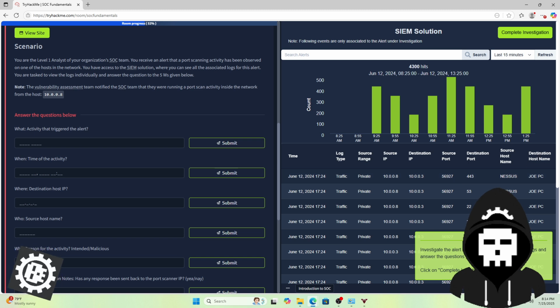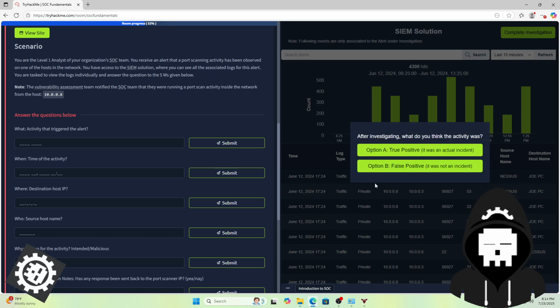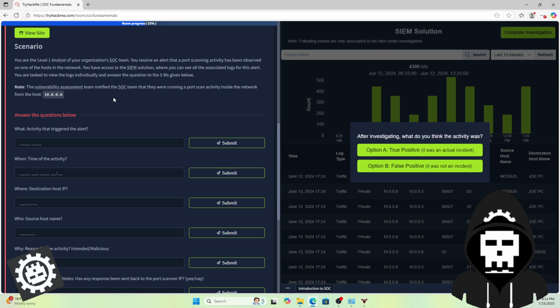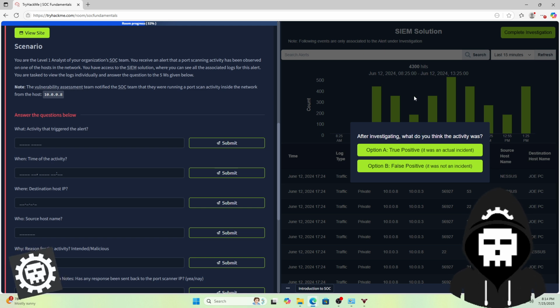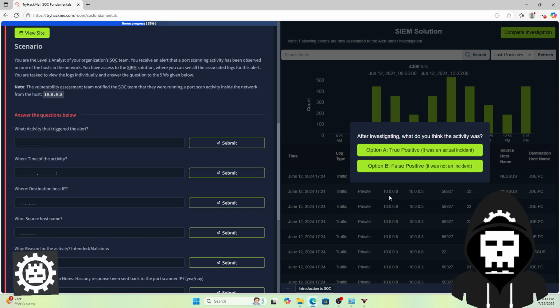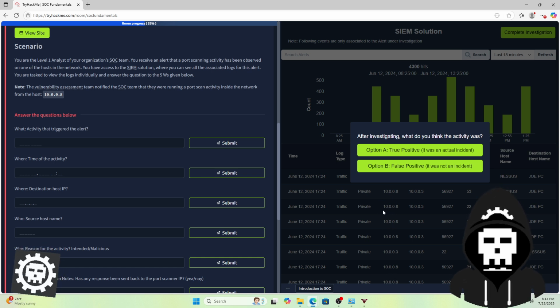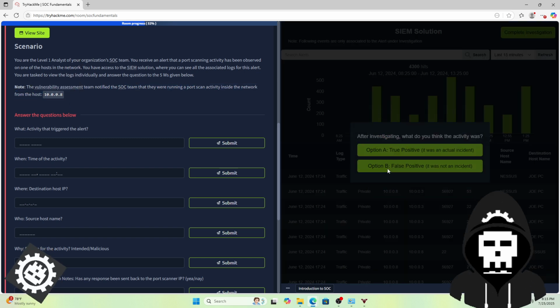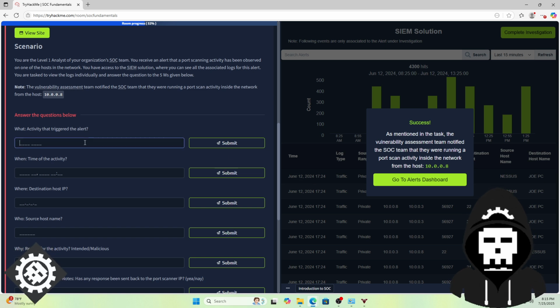So, what happens if I complete? Okay, so if I hit complete investigation, it'll ask me, after investigating, what do you think this activity was? As we can tell, it's Nessus, which is a vulnerability scanner. Can I go back? I don't think I can go back, but we can see that the source was 10.0.0.8, which the vulnerability team did give us a heads up and say they were scanning from. So in my opinion, this is a false positive. So this is also the answer to this question, what activity triggered the alert, and it was a port scan.